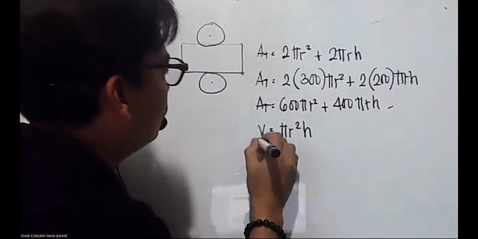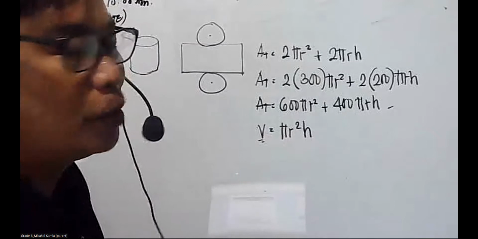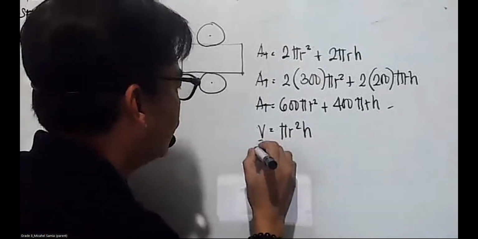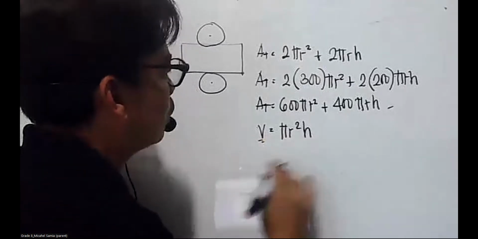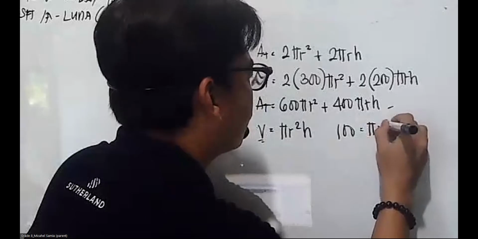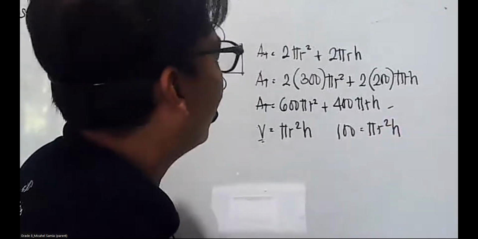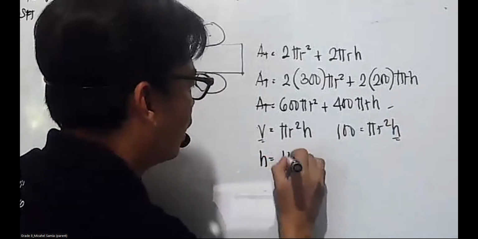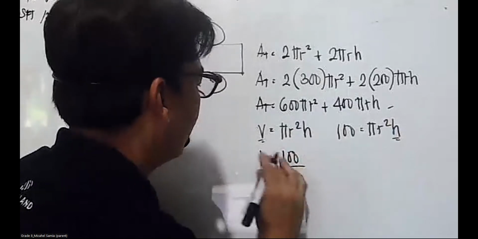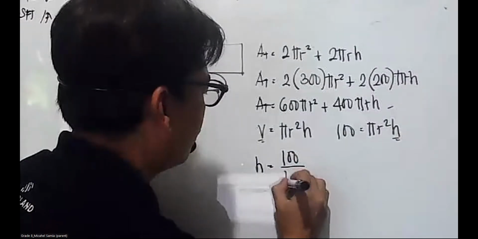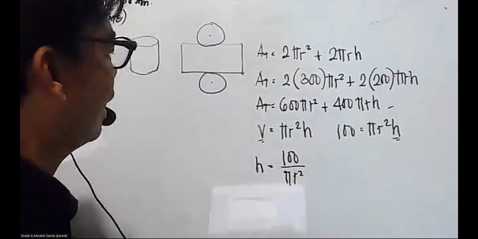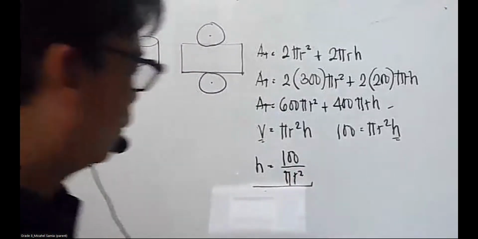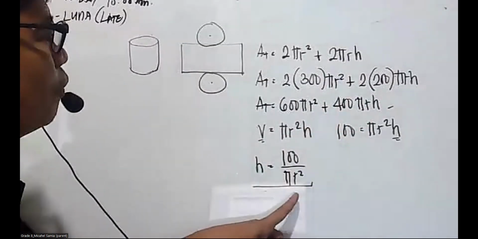Now volume is given, which is 100 cubic meters. So 100 is equal to pi r squared height. Now isolating the height, height is equal to 100 divided by pi r squared. So we have the value of h in terms of r.